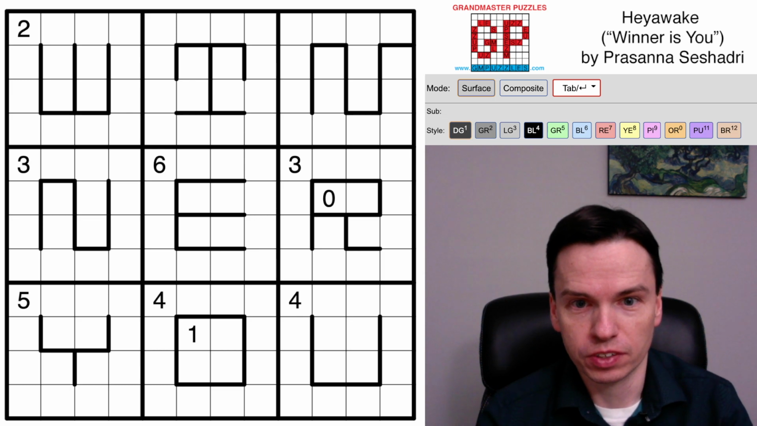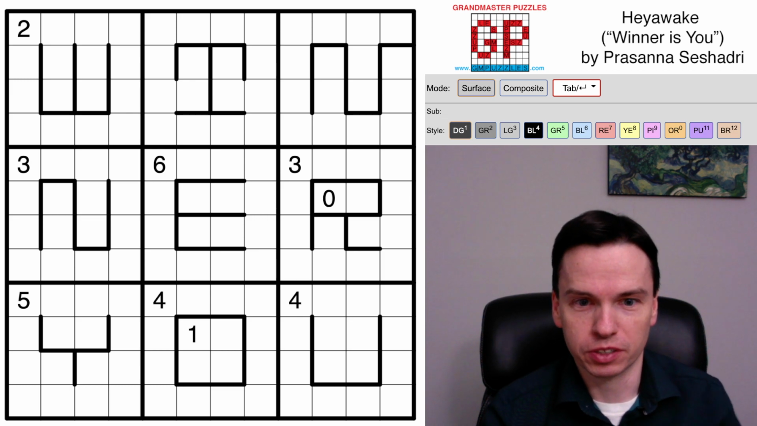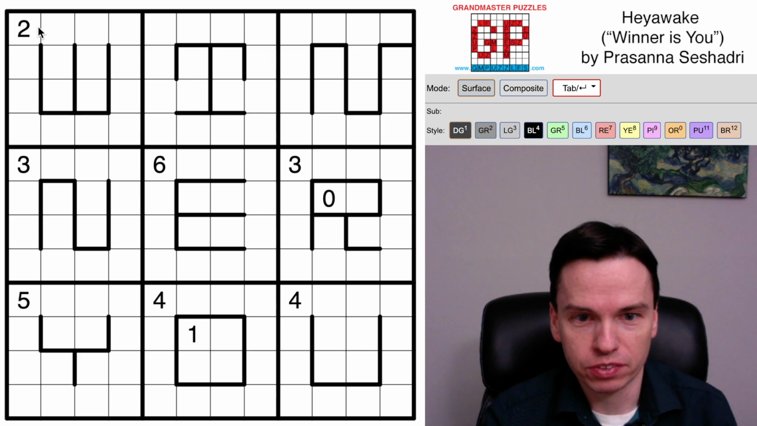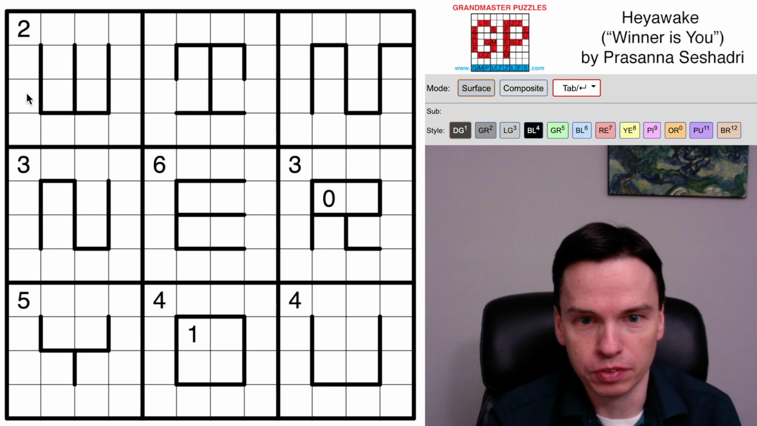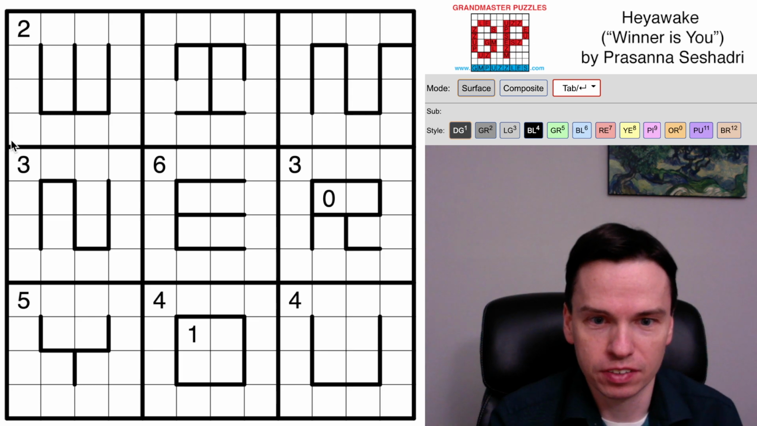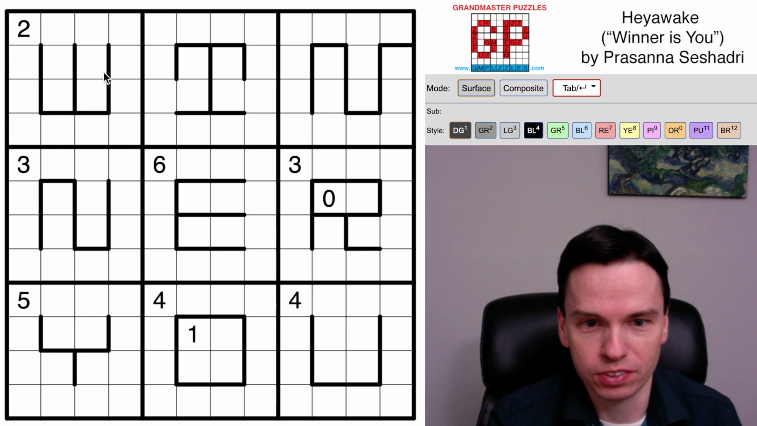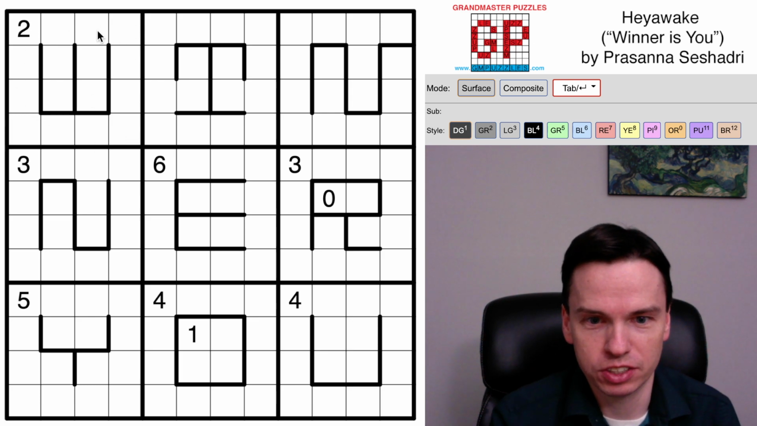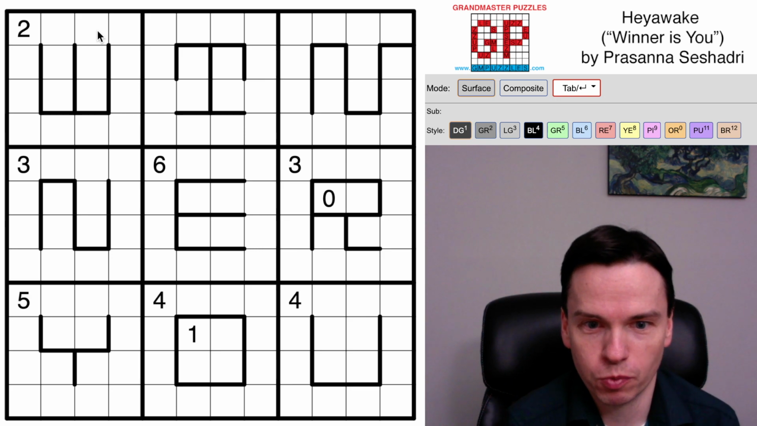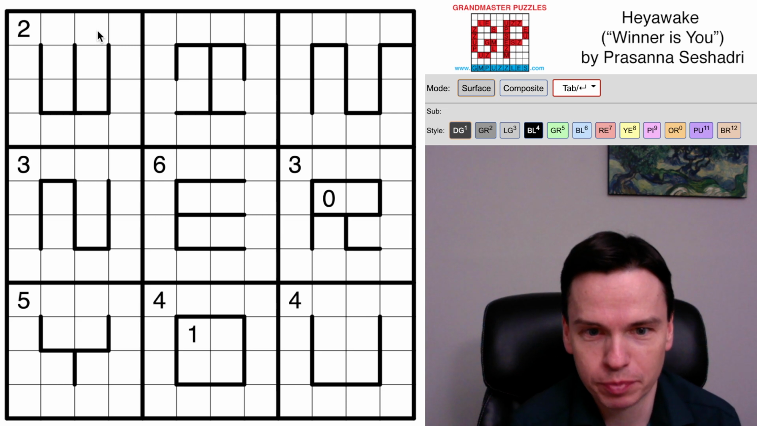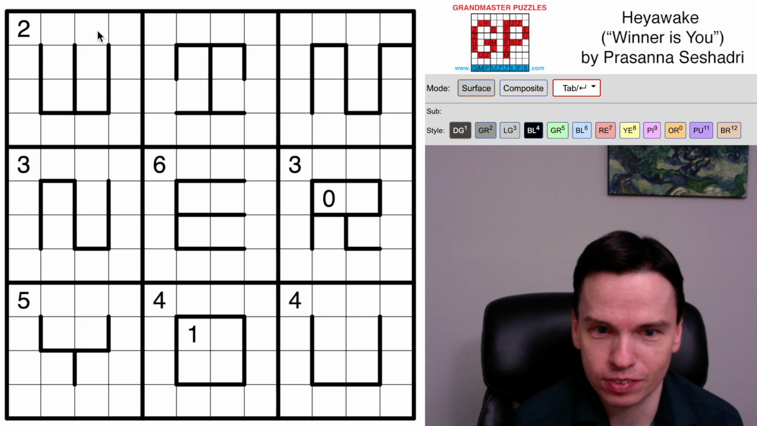So we're here to solve this Heyawake by Prasanna Seshadri called Winner Is You. Heyawake is a puzzle style that originated with Nikoli, but with strictly rectangular cages. And maybe 10 plus years ago, I first explored changing the region shapes to be more wacky, and Heyawake or other names were used in the interim. But the best puzzle constructors have further pushed those bounds.